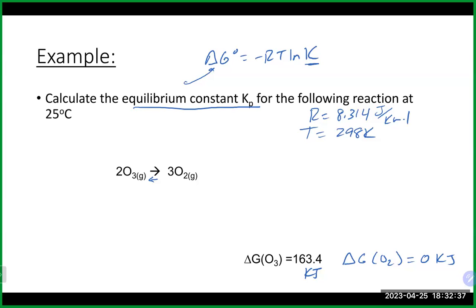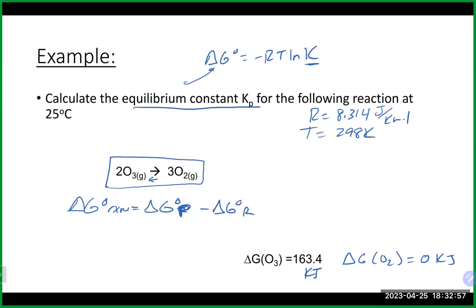And again, in most cases, you would probably have to go to the table and look up these values. And since really all we have is the equation given to us, we would want to use our delta G naught, right, is equal to our delta G of our products. That's a bad P there. Minus the delta G of our reactants.